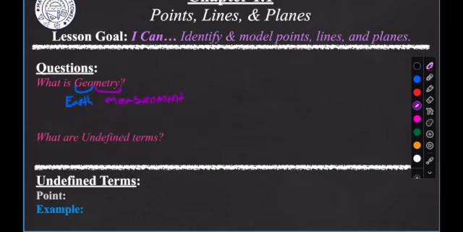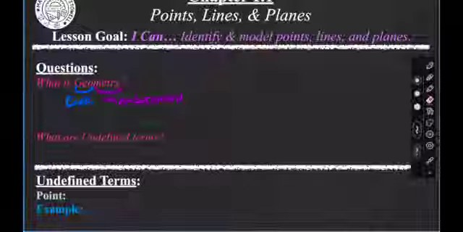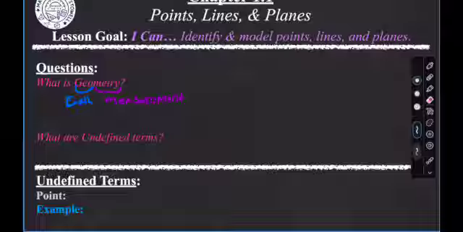And at the very base of geometry, we have what's called undefined terms. Undefined terms are terms that we can't define, right? Hence why it's called an undefined term. It cannot be defined. Instead, these are terms that are so obvious that we should know what they are. Examples are a point, lines, and planes.